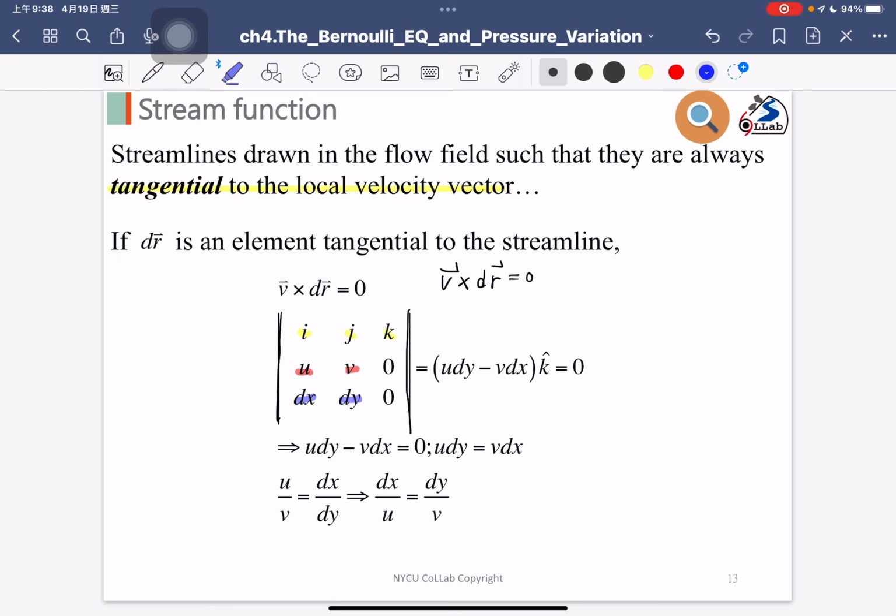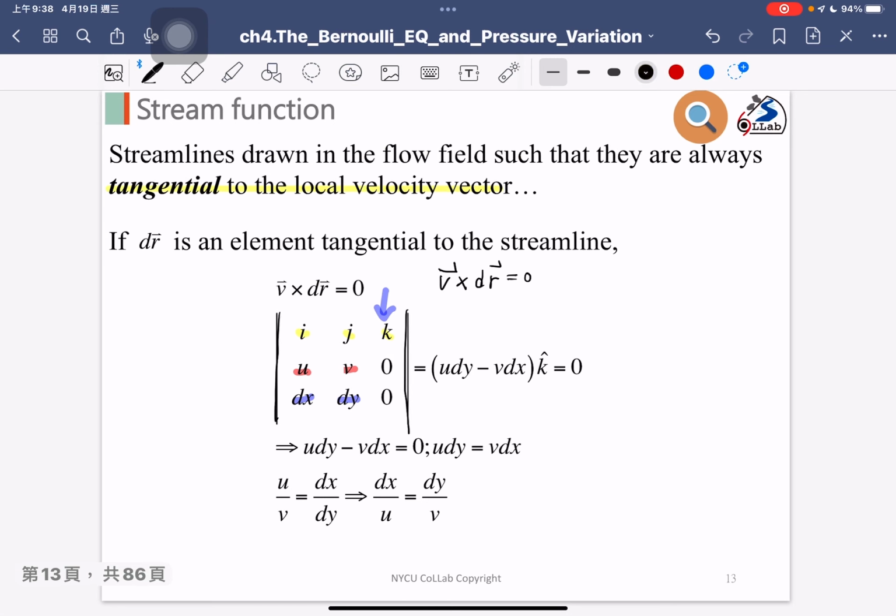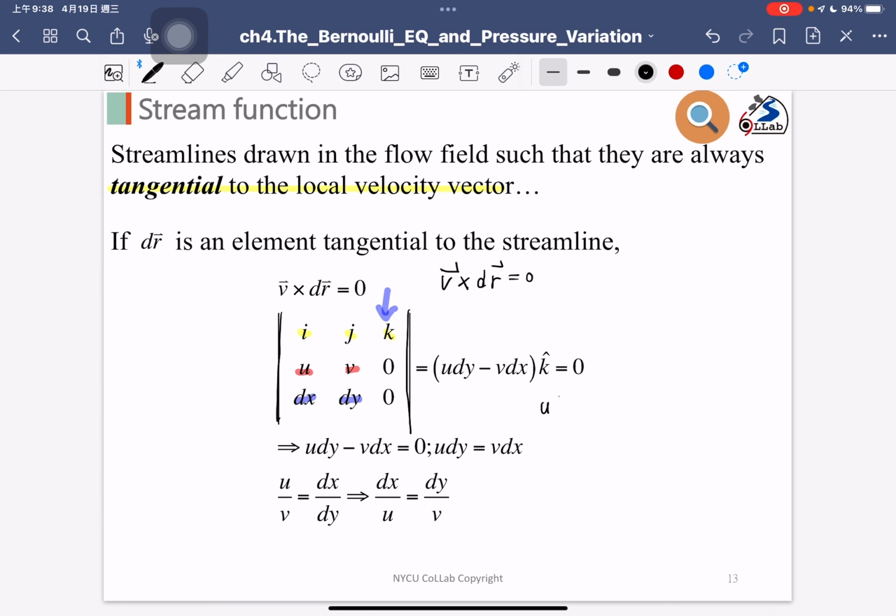So you only have the k component for the cross product. So you can know that the u dy minus the v dx will equal to 0, because the result of the cross product is always equal to 0. So you can reorganize the equation. You can rewrite it to be u divided by v will equal to dx over dy.